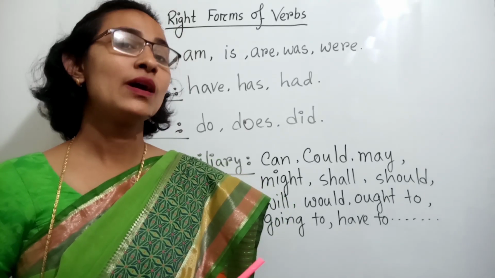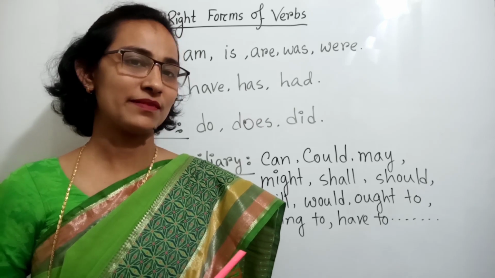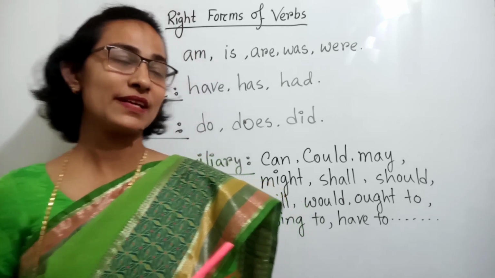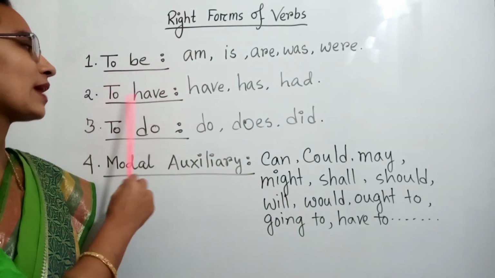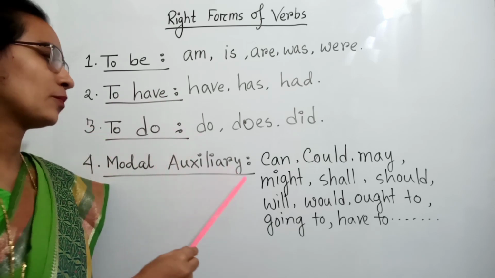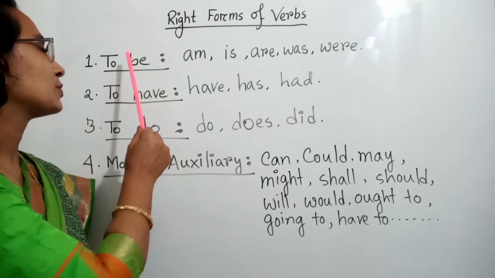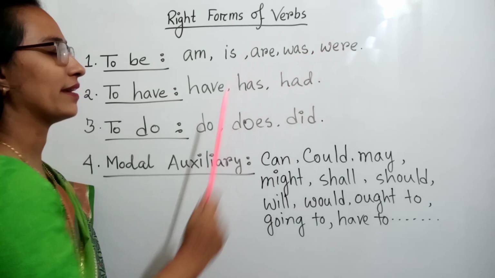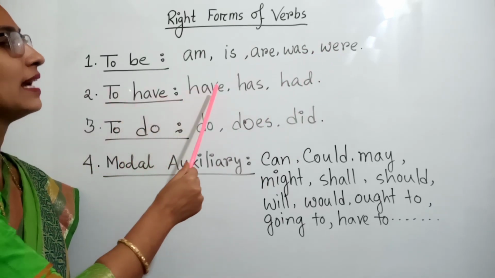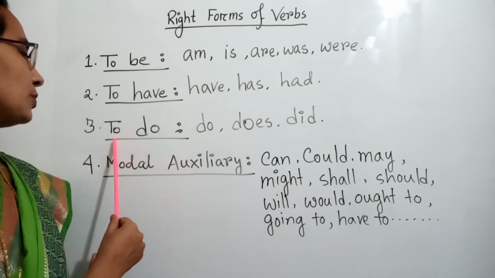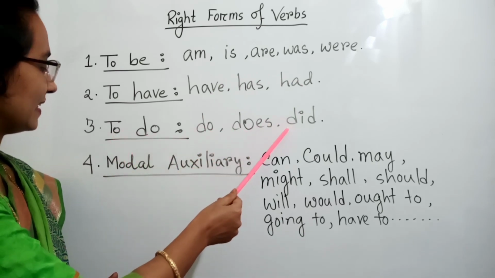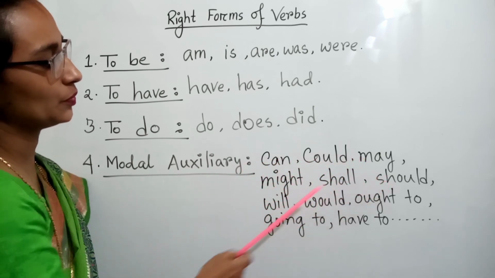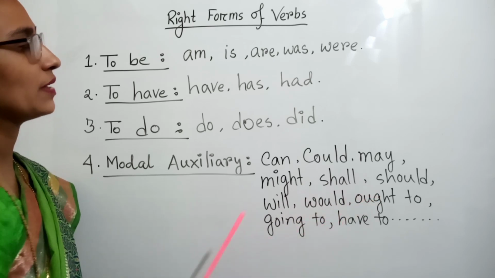Dear learners, now I will show you some important forms of verb that you can see all times in the passage. The forms of the verb are to be verb, to have verb, to do verb and the modal auxiliary. The to be verbs are am, is, are, was or were. And to have verbs are have, has, had. To do verbs are do, does, did. Modal auxiliaries are can, could, may, might, shall, should, will, would, ought to, going to, have to, etc.